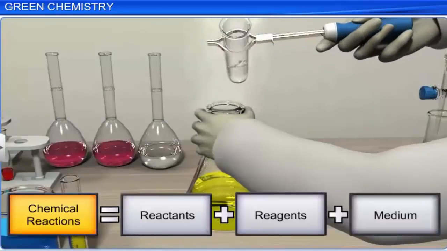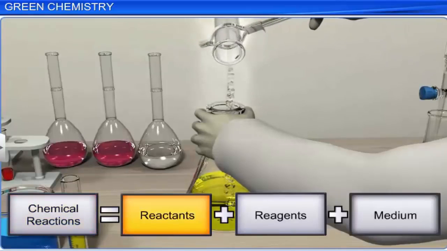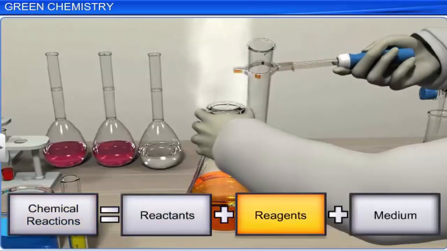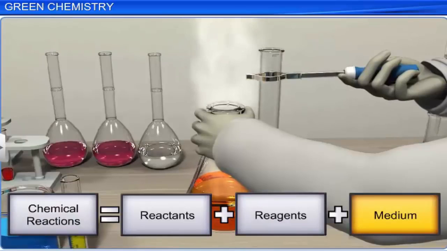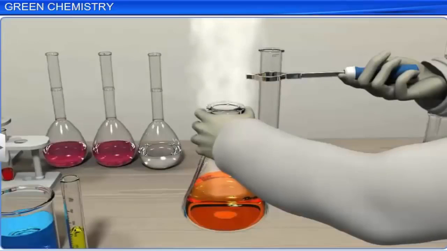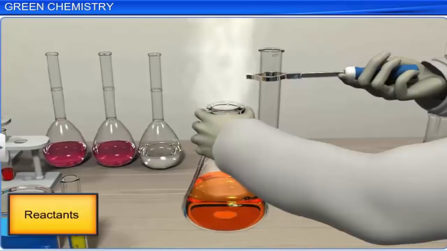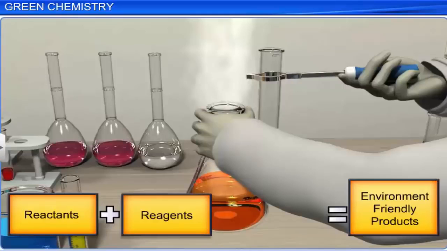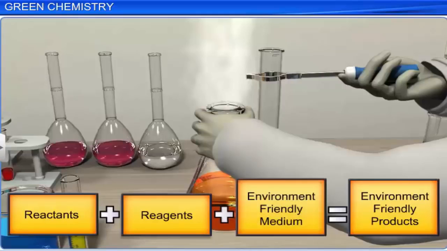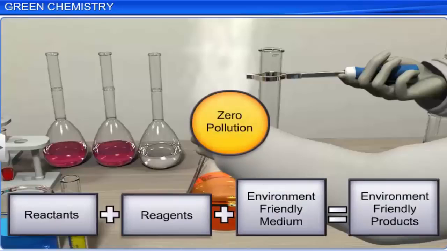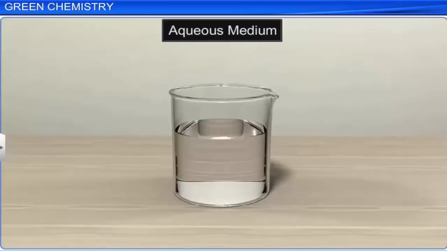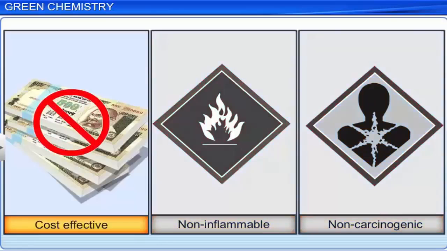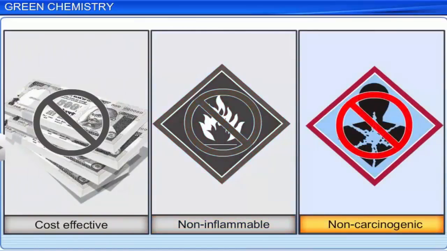All chemical reactions involve reactants, attacking reagents, and the medium in which the reaction takes place. If the reactants in a chemical reaction are completely converted into environment-friendly products through an environment-friendly medium, then there would be zero discharge of pollutants. Synthetic reactions can be carried out in an aqueous medium as water is cost-effective, non-inflammable, and free from carcinogenic effects.